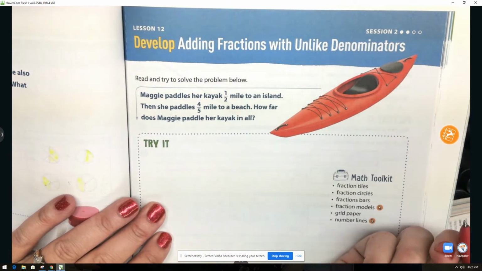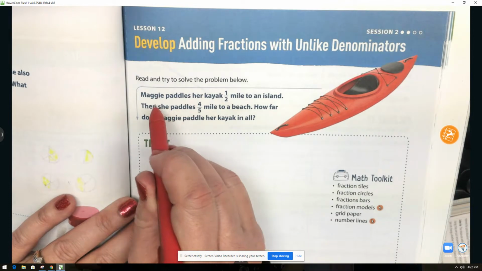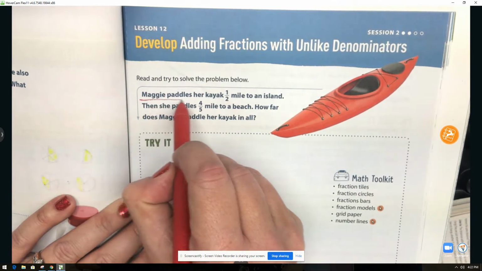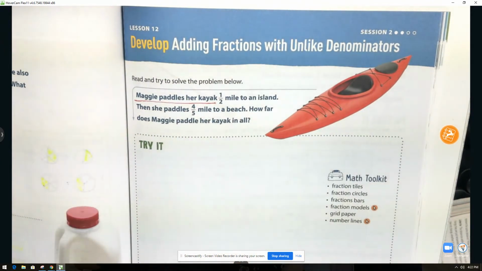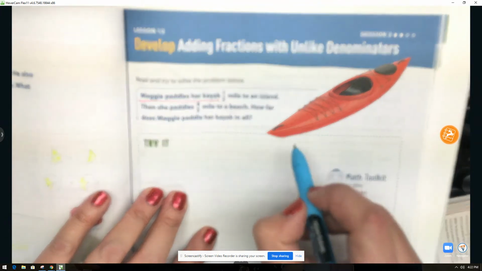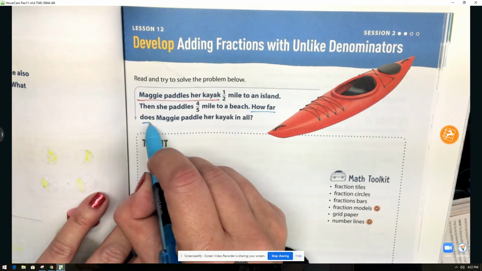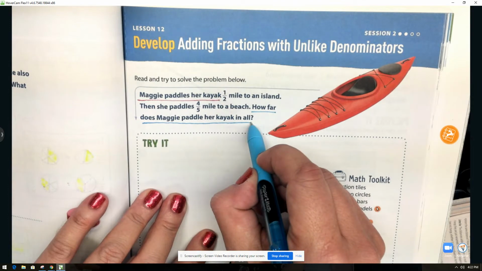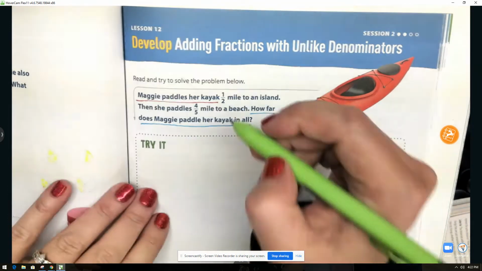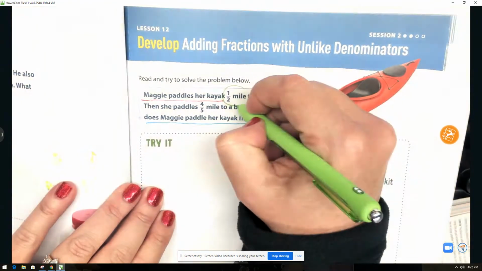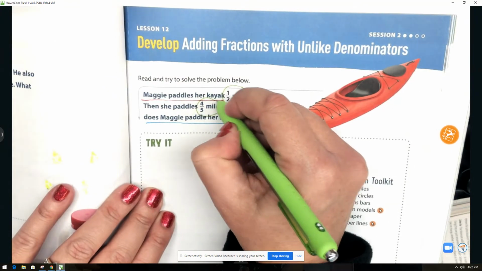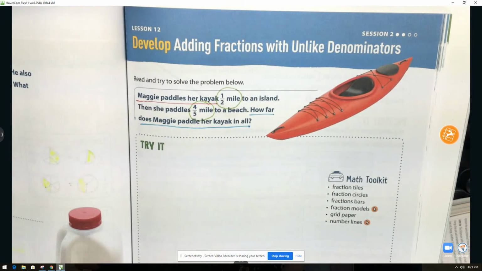So first of all, what is this problem talking about? It's talking about Maggie, who's paddling her kayak. What problem are we trying to solve? We are trying to see how far Maggie paddles her kayak in all. And then what is the important information? The important information is she paddles 1/2 a mile to an island and 4/5 of a mile to a beach.